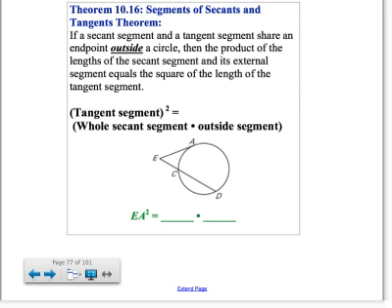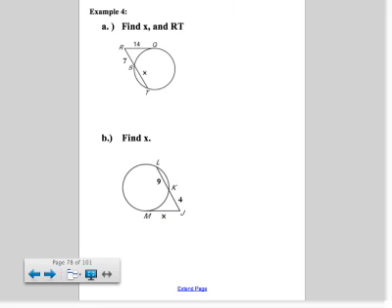Alright, and then the last theorem, the third and final theorem, says the segments of secant and tangent theorem. Okay, so in other words, when you look at this diagram, if you have one tangent line, or tangent segment, and then you have a secant segment, then the rule is the tangent segment squared, so EA squared, is equal to, and that's the same thing that we've been doing, outside times the whole thing. Okay, and so that's the relationship here.